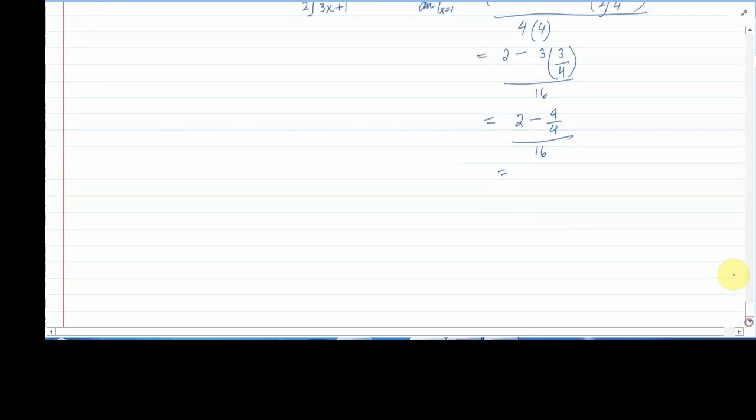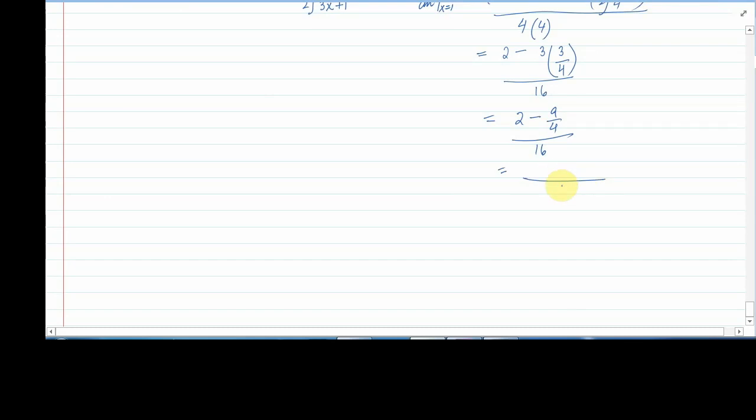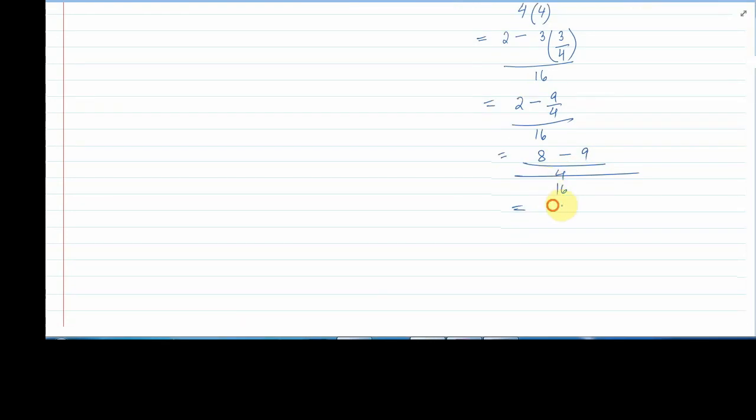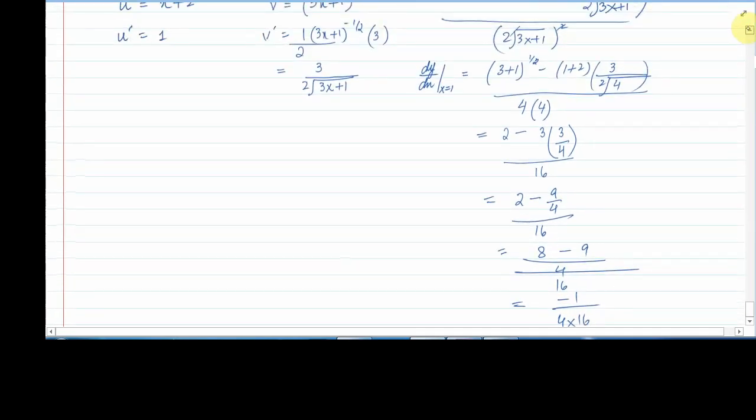In the numerator you can take the LCM, so that will be 4 twos are 8, minus 9, divided by 16. So 8 minus 9 is minus 1, divided by 4 into 16. Now let me check the v square here.